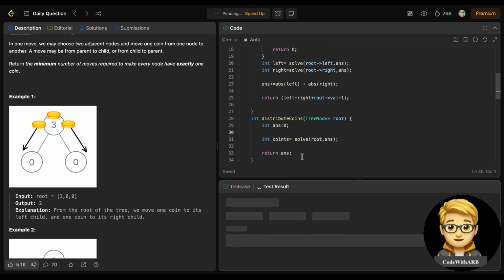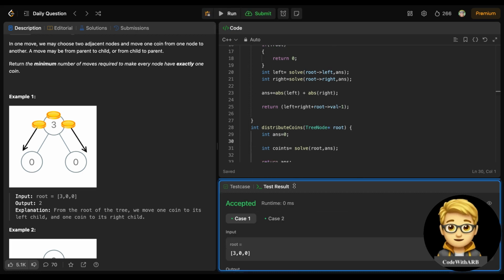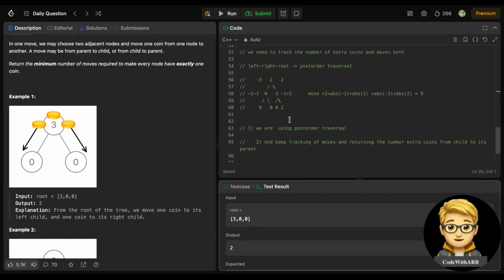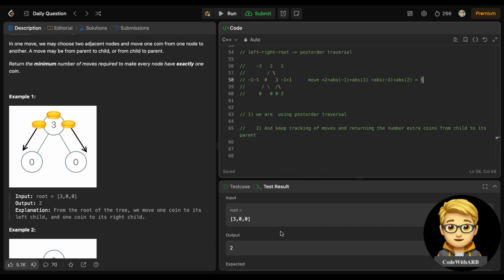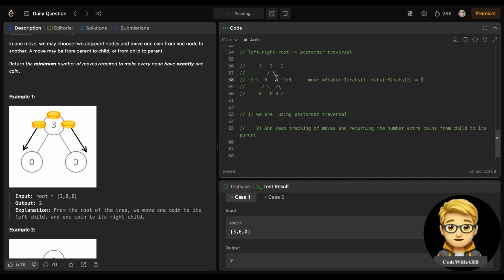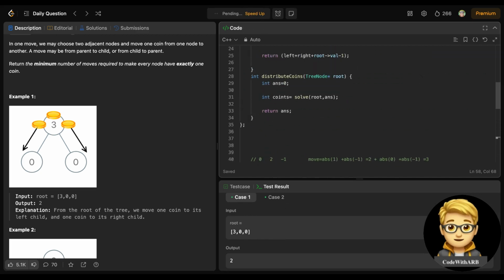This implementation is much more similar, but the trick here is that you need to keep track of moves and coins. So you will return the number of coins required from its children to the parent, and the total number of moves added accordingly along the path, right? That's the thing. The sample test case has passed. Let's try to submit it.